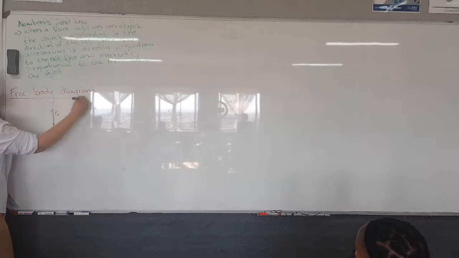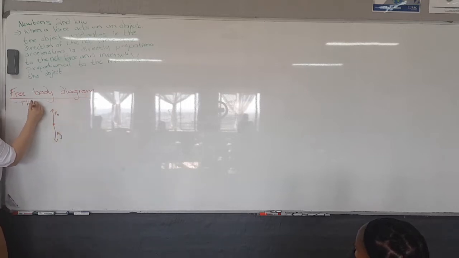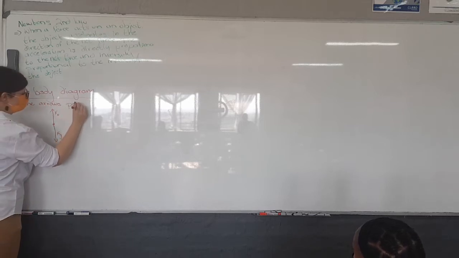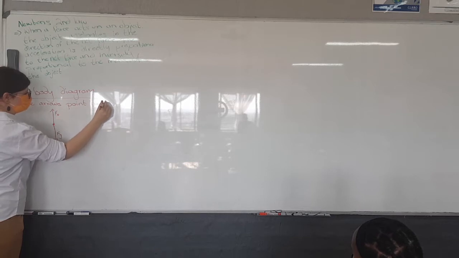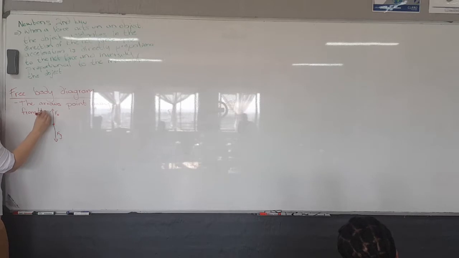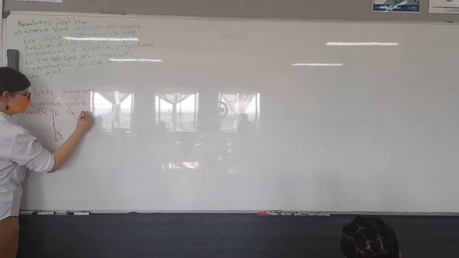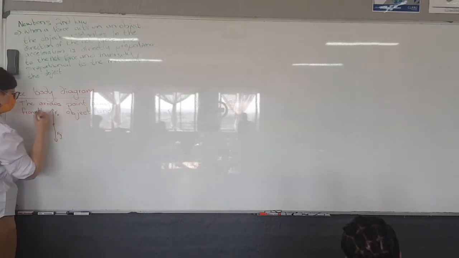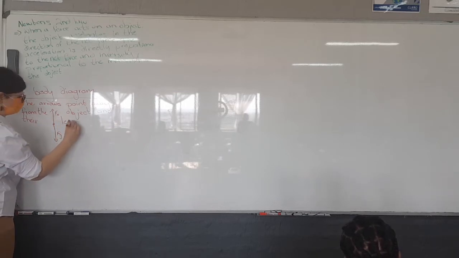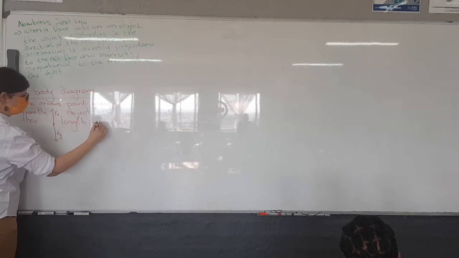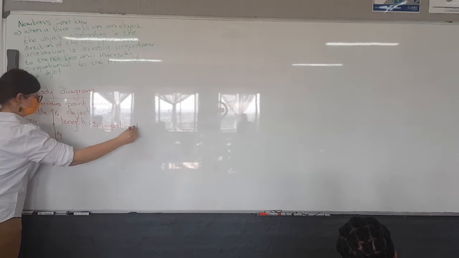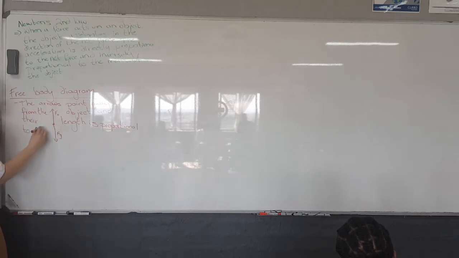So in a free body diagram, the arrows point away from the object, and their length is proportional to the magnitude.